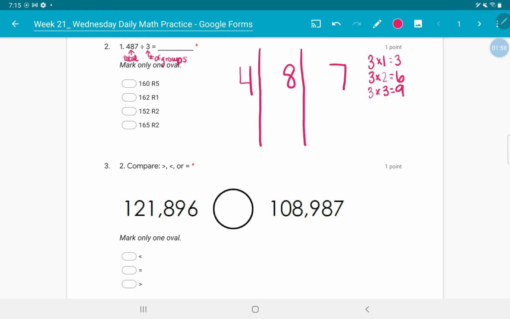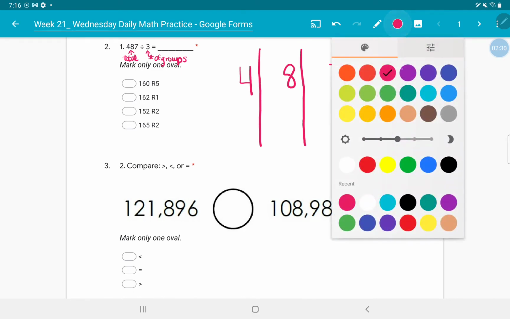3 times 3 is 9. 3 times 4 is 12. 3 times 5 is 15. 3 times 6 is 18. 3 times 7 is 21. 3 times 8 is 24. And 3 times 9 is 27. Now that'll just make things a little bit easier for me as I go along and try to divide.